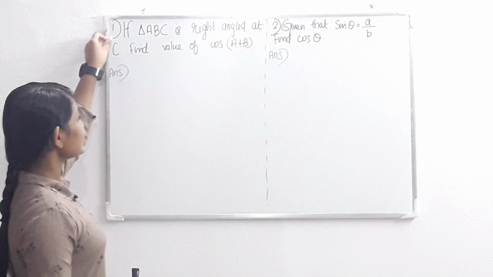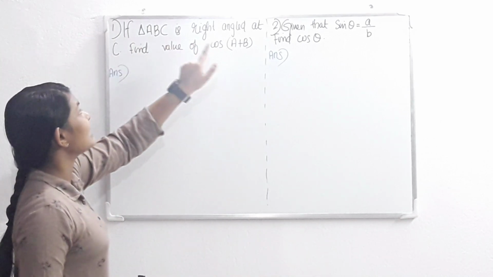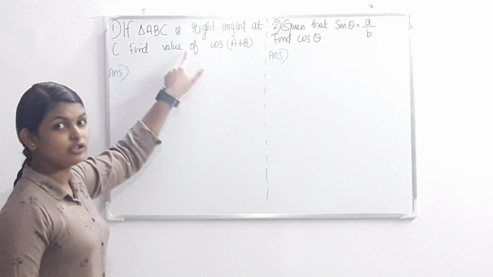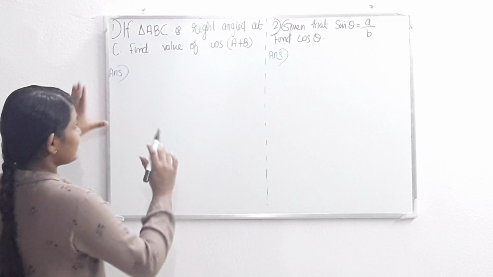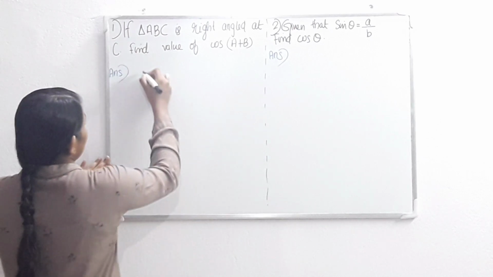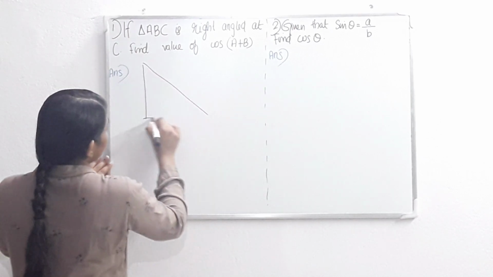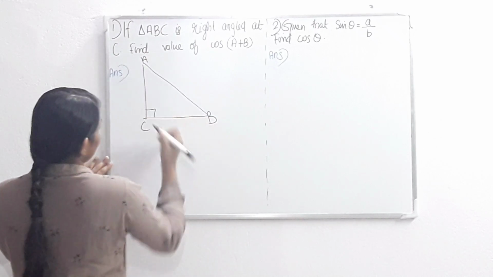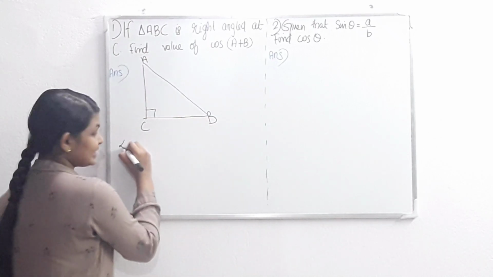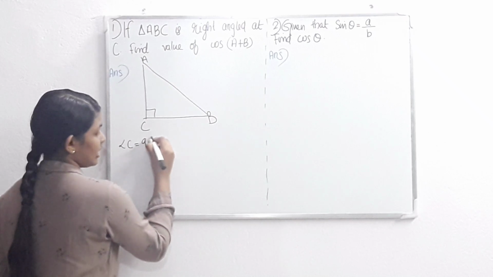The first question says, if triangle ABC is right angled at C, we have to find the value of cos(A plus B). This is a very simple question. First of all, we can consider a right triangle with the right angle at C. So this is C, this is A and this is B. Here it is given that angle C is equal to 90 degrees.